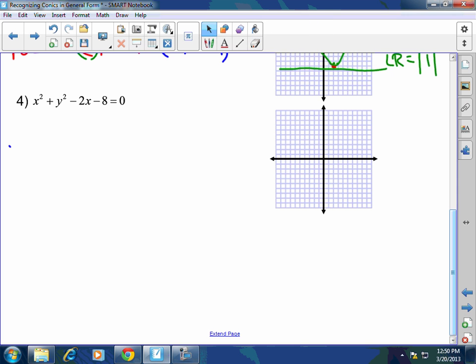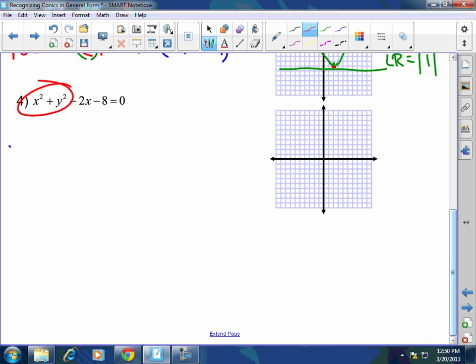Next. What kind of a conic am I dealing with here, not a quadratic? Circle, why? How do you know? Yes. Okay, x squared and y squared. They're both positive. They have the same coefficient. Fantastic. Let's complete the square, guys.